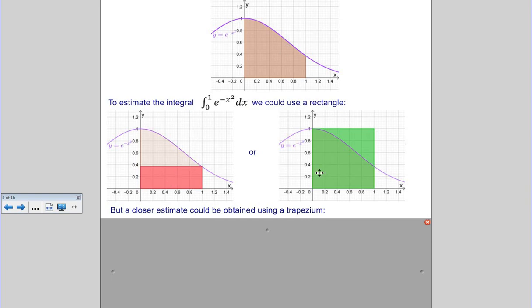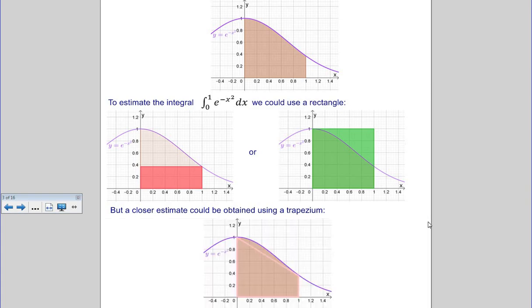We can see that they're not very close. So a better way of doing it would be to use a trapezium. So this trapezium is much closer to the original curve than using a rectangle would be.